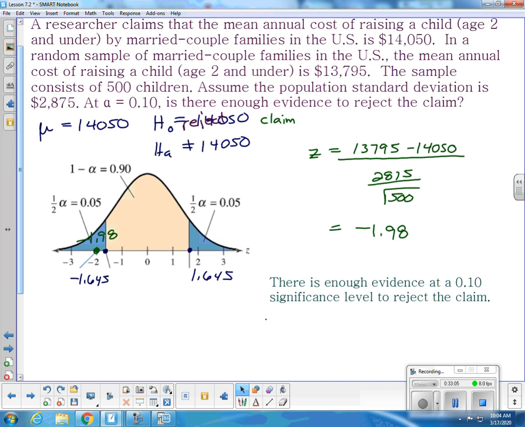All right. So tomorrow we're going to go into the hypothesis testing, maybe when you don't know the standard deviation for the population.